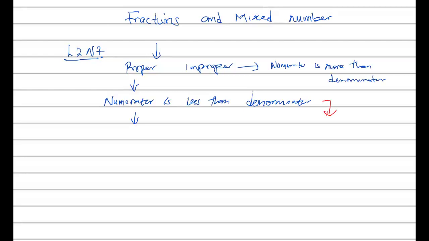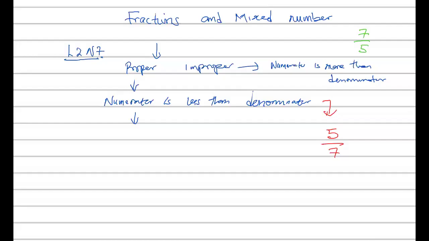An example of a proper fraction is 5/7, and for an improper fraction, you can say 7/5. Can you see? In 5/7, the numerator is less than the denominator, while the other one, 7/5, is improper.